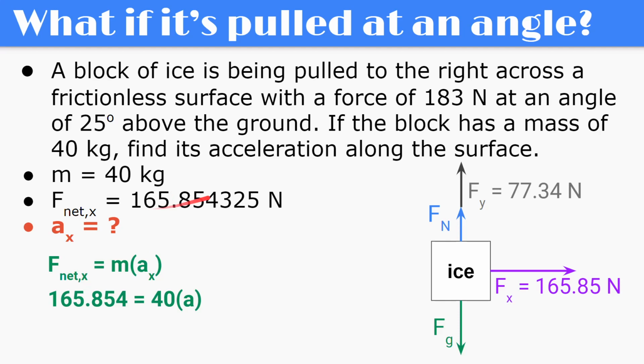165.854. Here's more digits if you want to be more precise with it. Equals the mass from the question, which is 40, times a. Divide both sides by 40 to get a by itself. And that gives me an acceleration of 4.146 meters per second squared to the right. Again, it's in the same direction as my net force, which is to the right. Sorry? Oh, I was dividing both sides by 40 to cancel.